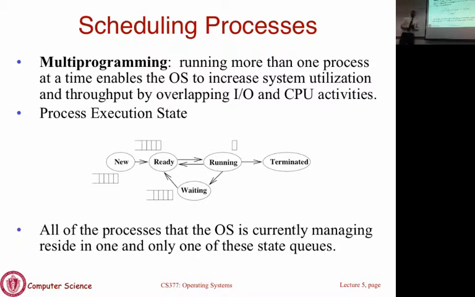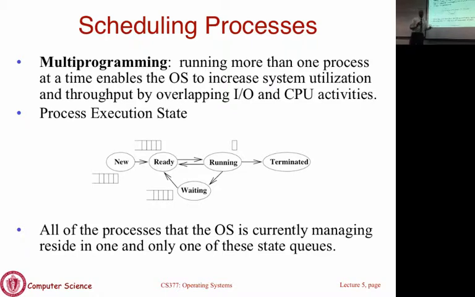And the reason we have multi-programming is the system can overlap I/O and computation. When some processes are doing I/O, others can actually run on the CPU and make good use of both the I/O devices or I/O resources and your CPU resources.